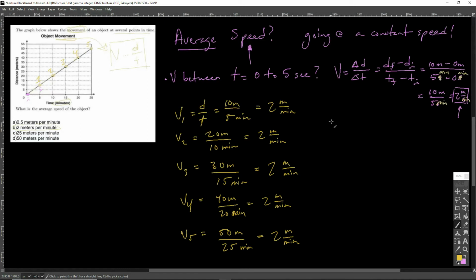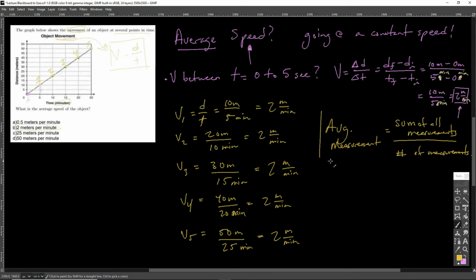Okay, so now what the heck does the average mean? Well, if you want to take the average of a measurement, you need to do the sum of all measurements divided by the number of measurements. Okay, you need to know this actually. You should probably know how to calculate an average in seventh grade. It's not something you shouldn't know.